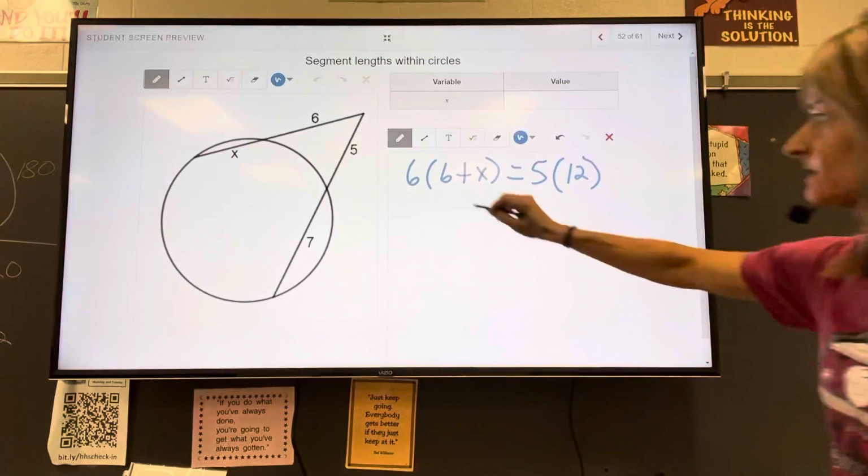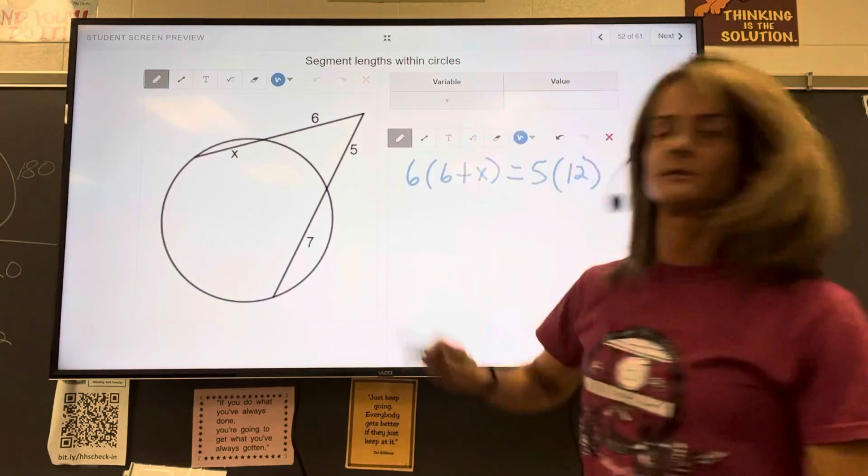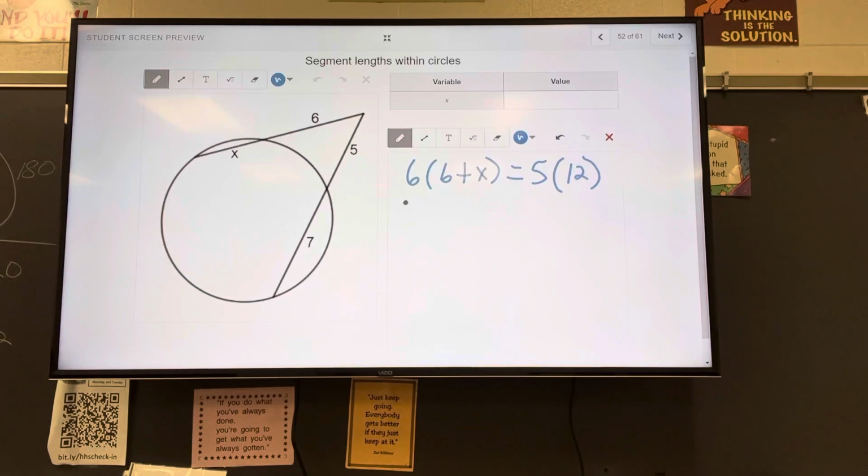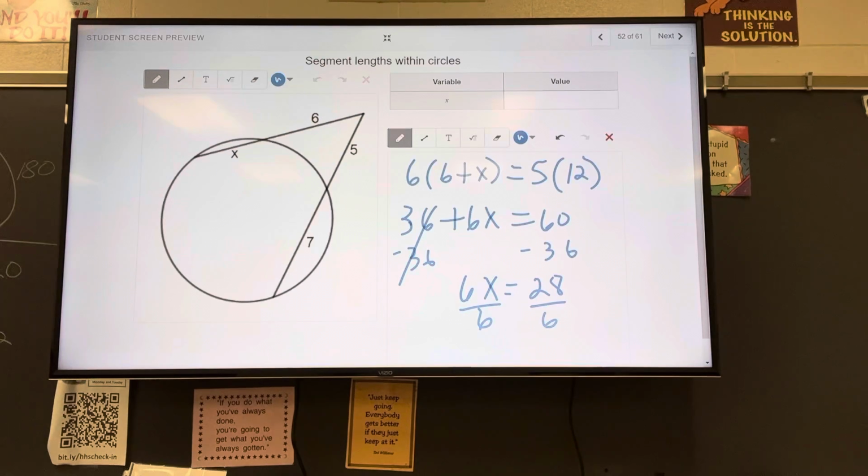So now we need to distribute the 6. 6 times 6, and then 6 times x. 36 plus 6x equals 60. Subtract 36 from both sides. What is that, 24? Six times 4 is 24. I'm getting the value of x is 4. Somebody correct me if it's wrong before I move on. Anyone else get 4? Perfect.